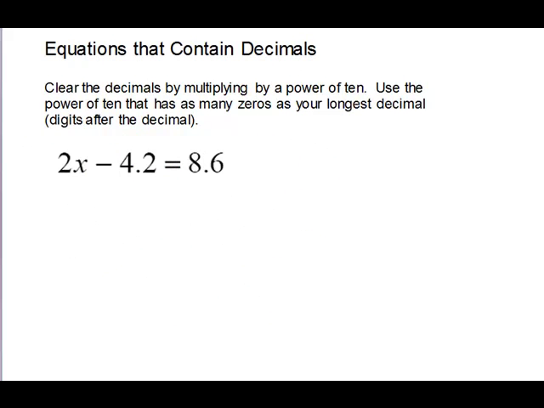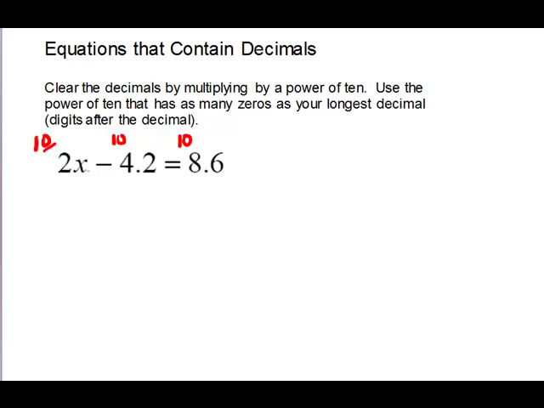Let's look at one more example. For this equation, we could use a 10 to clear out the decimal. Our longest decimal has only one digit after the decimal. So we'll use a 10. We do have to use it all the way across. So 10, 10, 10. And it will move our decimal to the right one space for 1 zero.